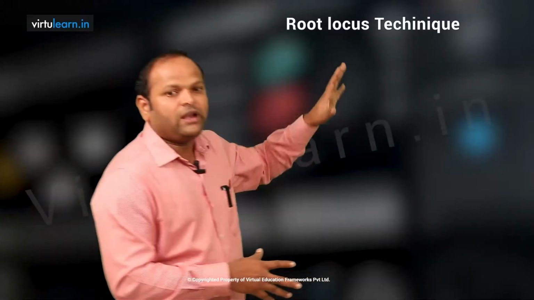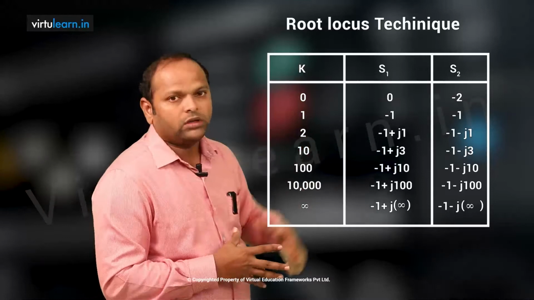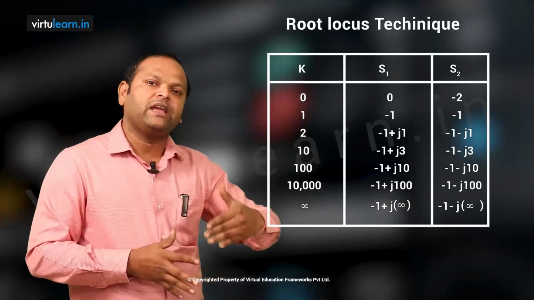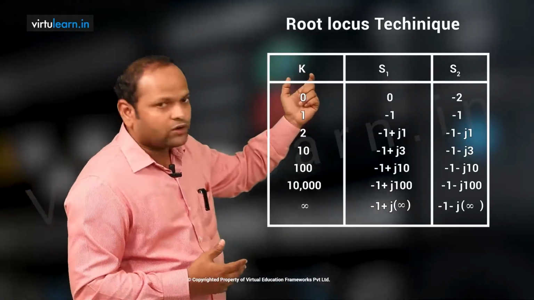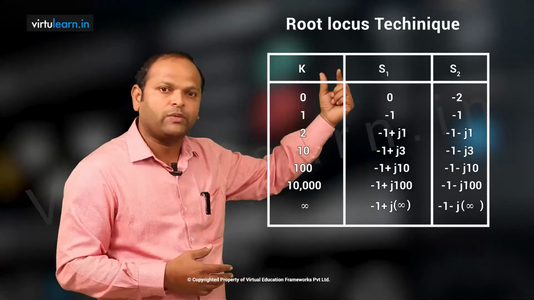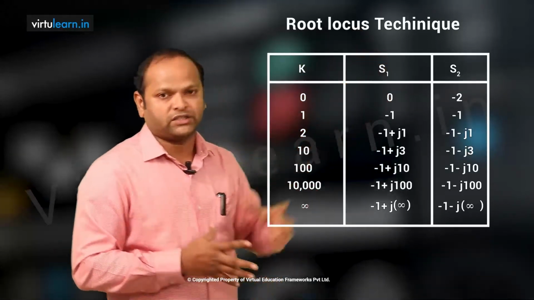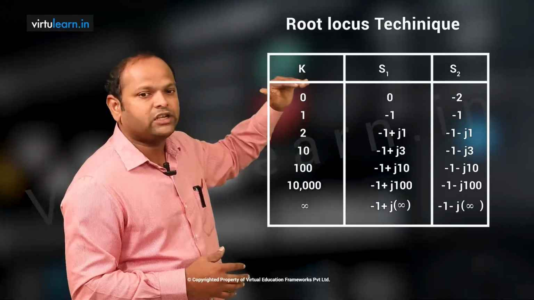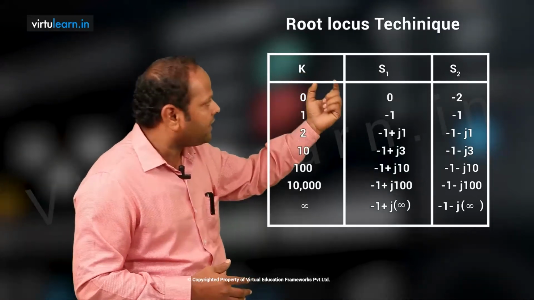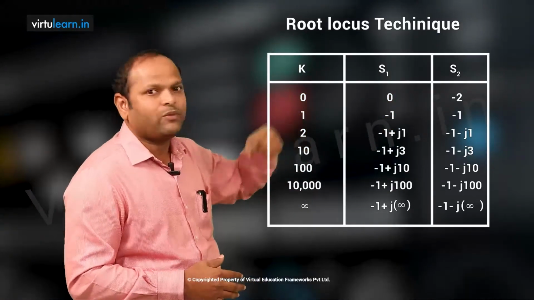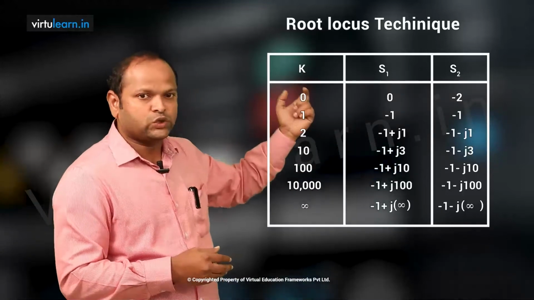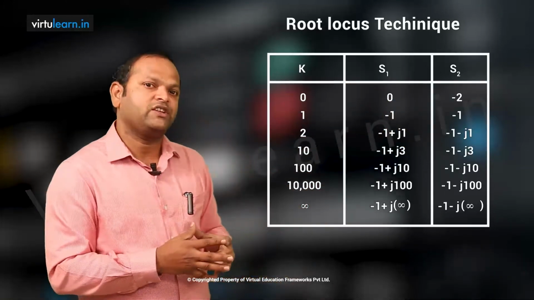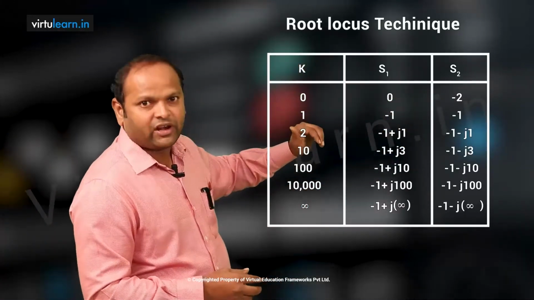Now, let us formulate a table and see the variations of s1 and s2 for different values of k. First, we will take k equal to 0. When you substitute k equal to 0, it is very clear that s1 is going to be 0 and s2 value is minus 2. Then again you substitute, just increase the k value. Let us say k equal to 1. When you substitute, you will be getting minus 1 and minus 1. So, formulas are available, simple substitution. Then when k is 2, you will be getting minus 1 plus j1 and minus 1 minus j1. And increase slightly, when k is 10.